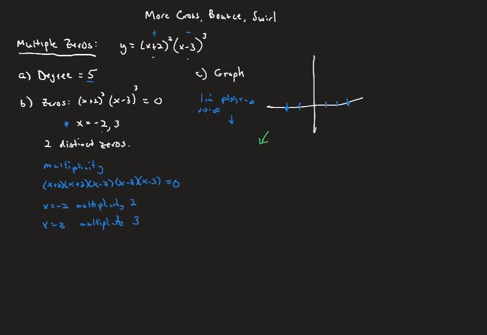When we approach the negative 2, since that came from the (x plus 2) squared, it's going to bounce. And when we come back to the x equals 3, since that's to an odd power greater than 1, it's going to swirl, and that's what our graph is going to look like. Okay, let's do another example here.